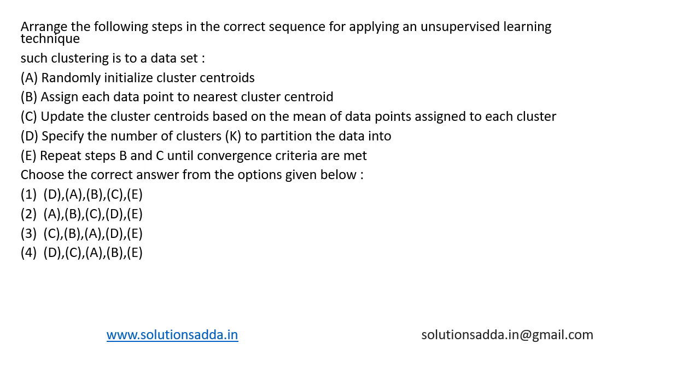So, first is randomly initialize the cluster centroids, then assign each data point to the nearest cluster. Update the cluster centroids based on mean of data points assigned to each cluster. Specify the number of clusters k to partition the data into. Repeat steps B and C until convergence criteria is met. Choose the correct answers from the option given below.